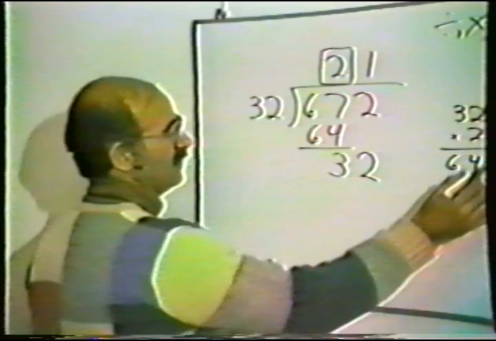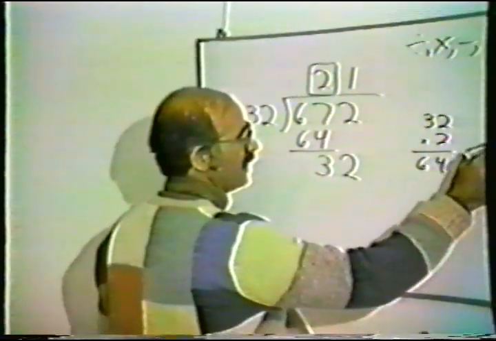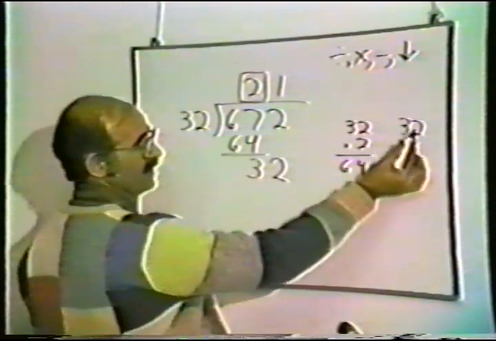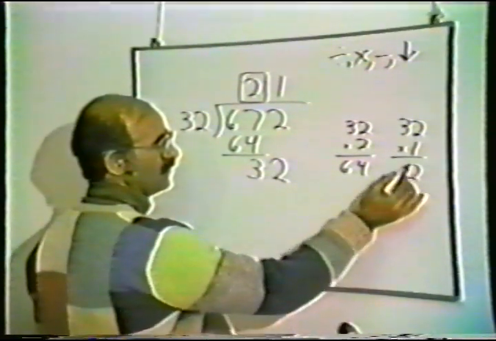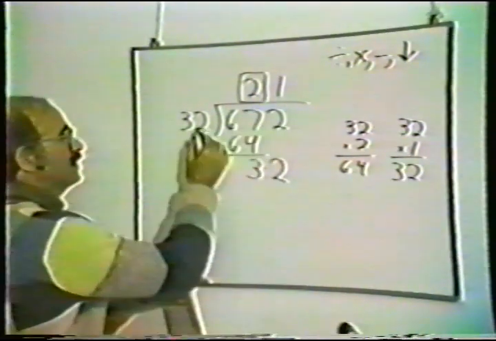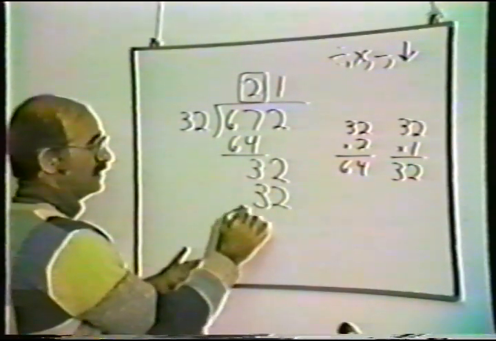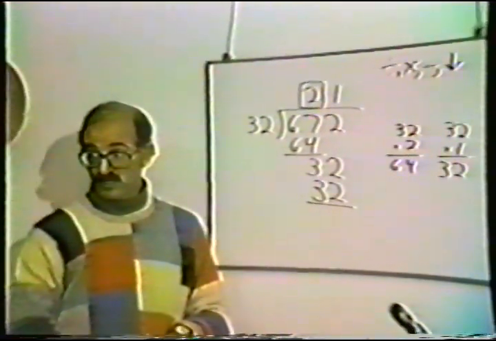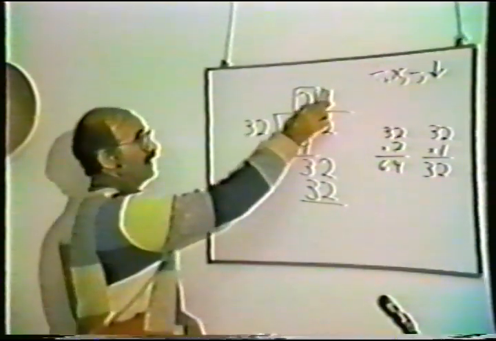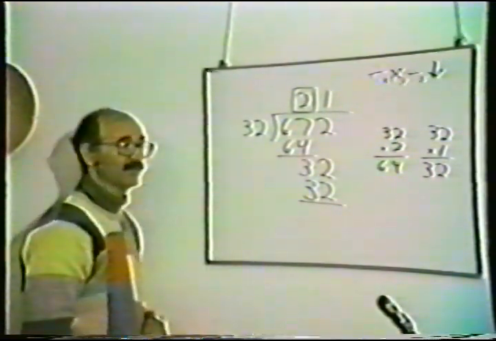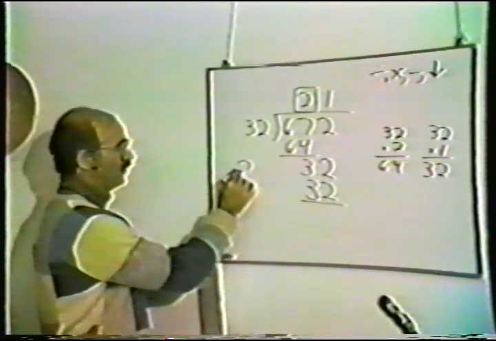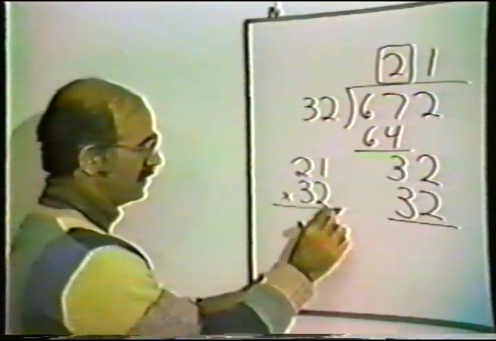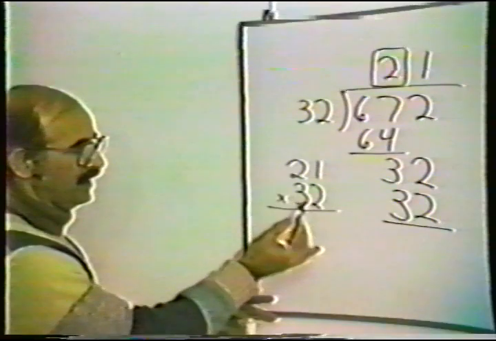1 times 32. Well, we don't even have to write that down because we know that anything times 1 is that same thing itself. 2 times 1 is 2. 3 times 1 is 3. 1 times 32 is 32. Now, for this problem, the check is not already done because a real check would be the answer times the number we divided by. That would be 21 times 32. That is a double-digit multiplication.